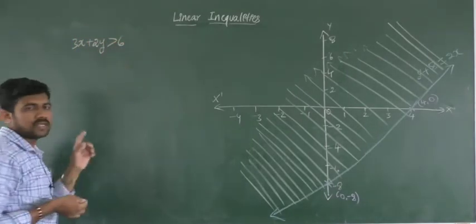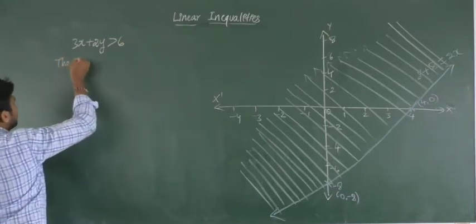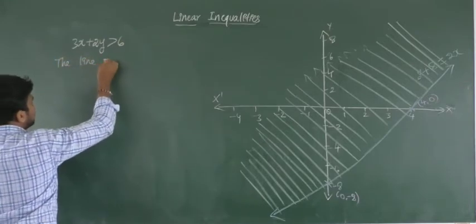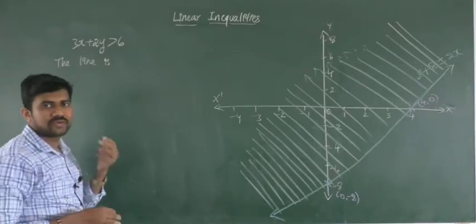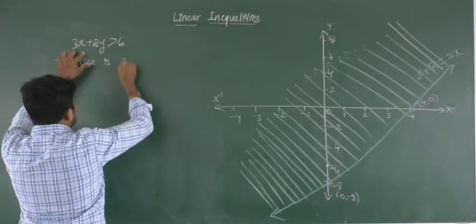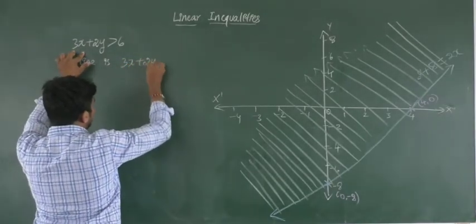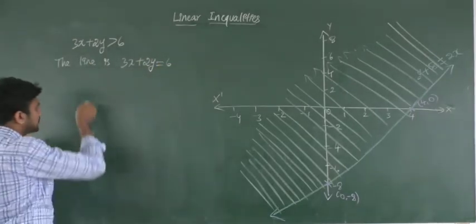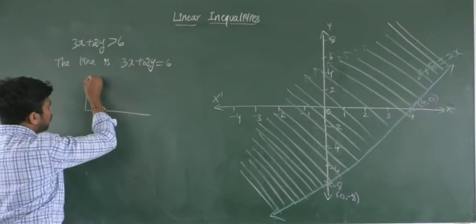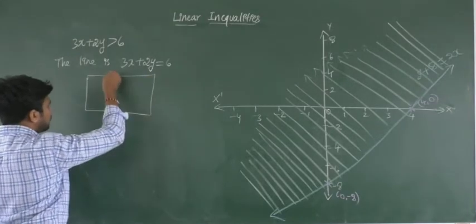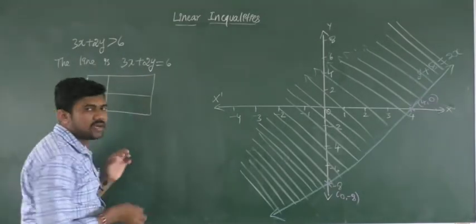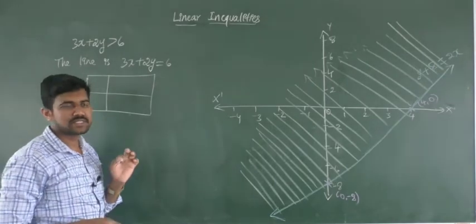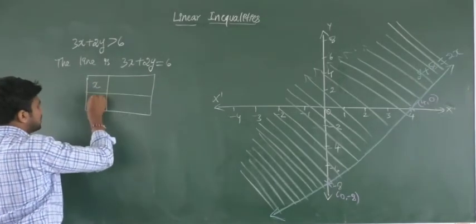Okay. Now you can do it yourself, just try to solve together with me. 3x plus 2y is equal to 6, isn't it? Now we have to consider the points, right? Means the points on the coordinate axis we need to consider. So how to get the points?